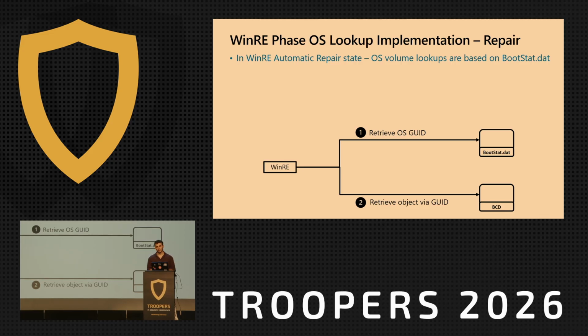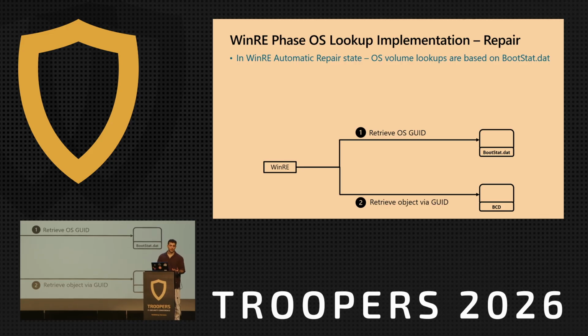OK, so far, we've covered 3 issues in the lookup logic used by the traditional WinRE flow. By traditional WinRE flow, I mean when WinRE boots to the normal recovery UI, but not to the automatic repair flow, which has different lookups, as we mentioned beforehand. So let's move on to understand how WinRE finds the target OS in automatic repair logic.